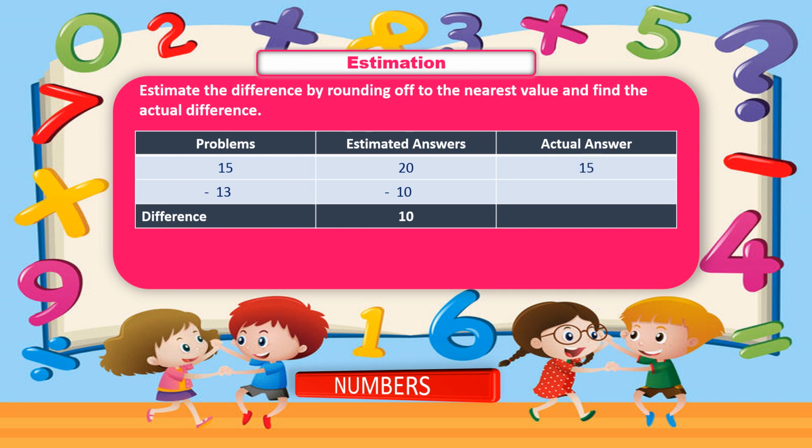Now the actual value of 15 is 15 and the actual value of 13 is 13. The difference of actual values is 15 minus 13 is equal to 2.